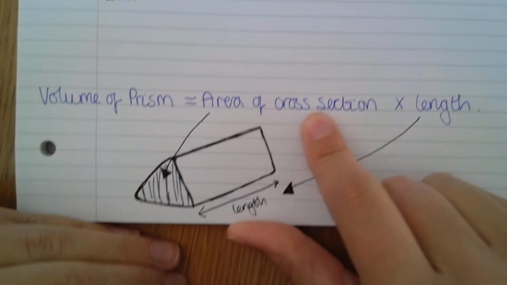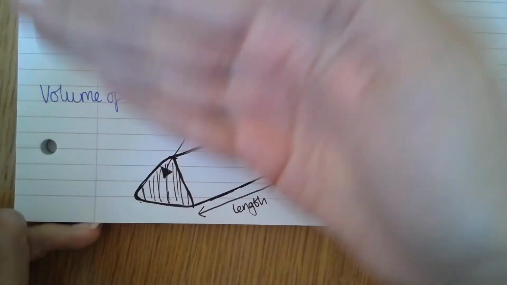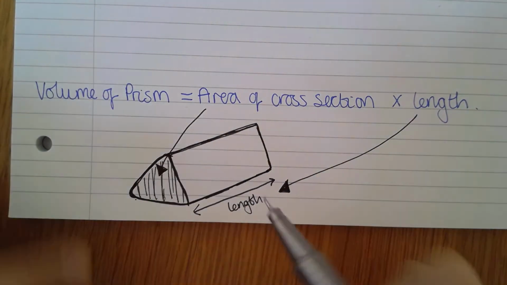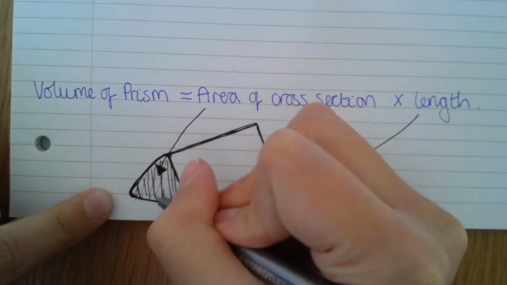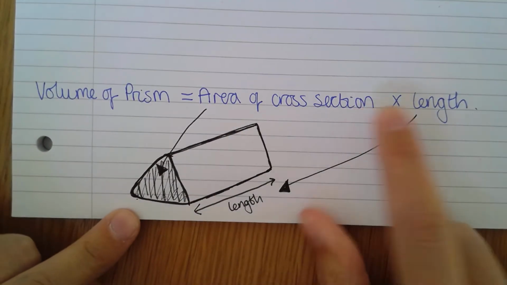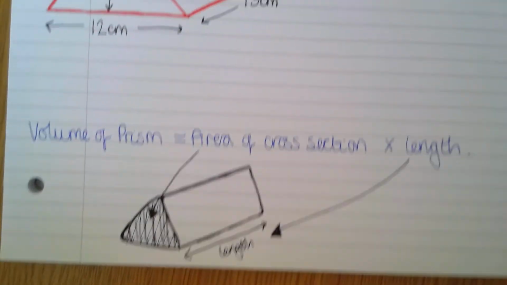Area of cross section means no matter where I cut this shape, the cross section will always be the same. That's what makes it a prism. So I need to find the area of that shape there. That's the area of the cross section, and I need to multiply it by the length. We're going to do 3 examples.